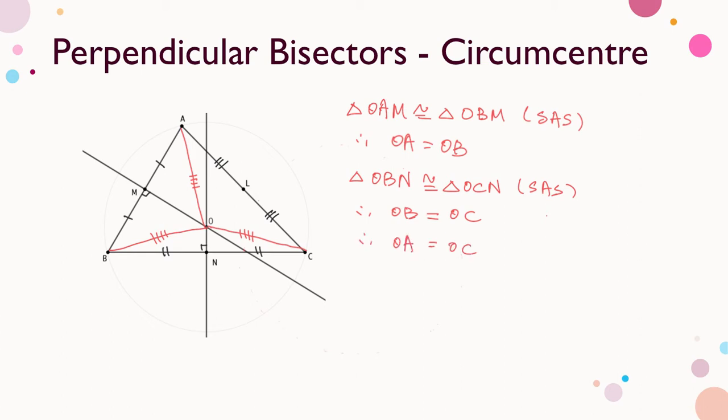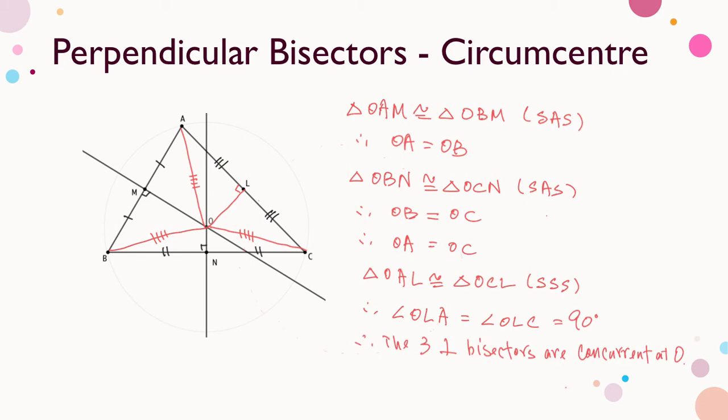Now, consider triangle OAL and triangle OCL. They are congruent by SSS. Thus, angle OLA equals angle OLC and equals 90 degrees. That is, OL is perpendicular to AC. In other words, OL is the perpendicular bisector of AC. So, O is the point lying on the three perpendicular bisectors. The proof of concurrency is done.